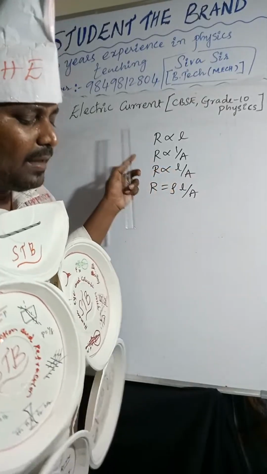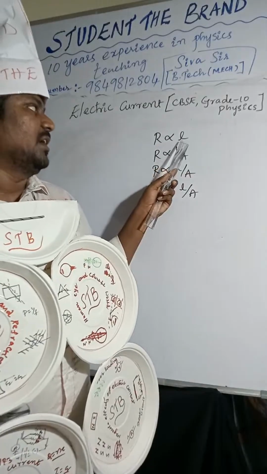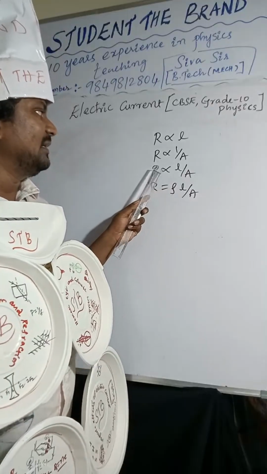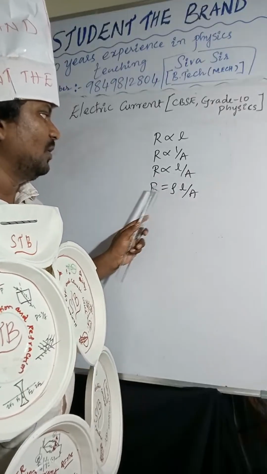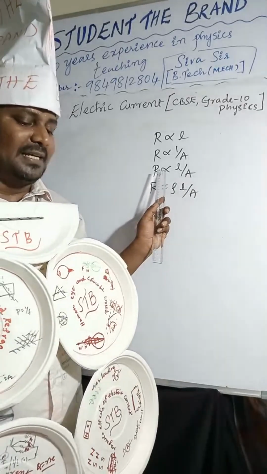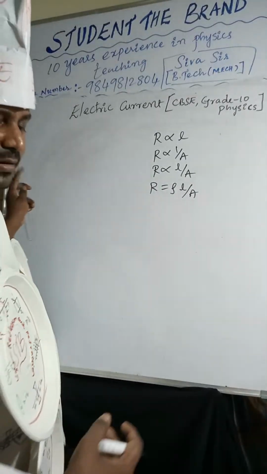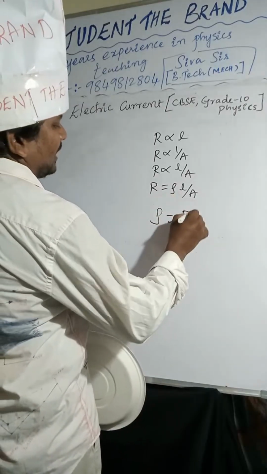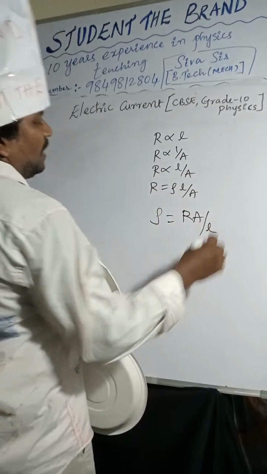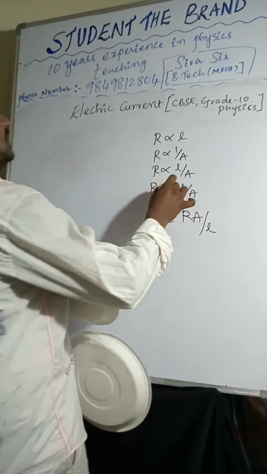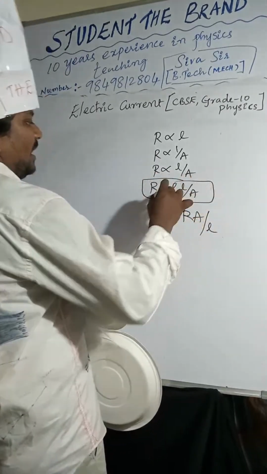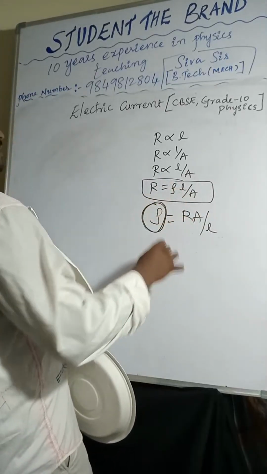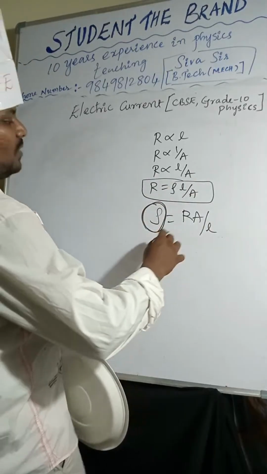Now resistance depends on the length of the conductor. Resistance is inversely proportional to the area of the conductor. R is directly proportional to L by A, so R equals rho into L by A. Rho is the resistivity here. So rho equals RA by L, where R is the resistance.